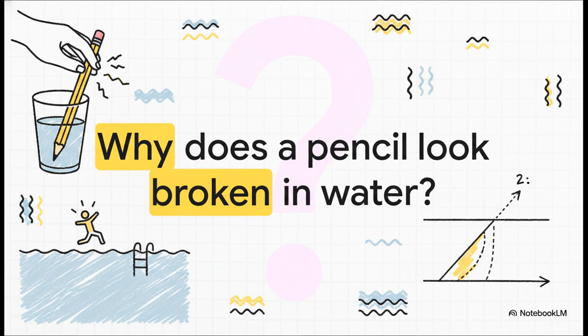You know the one. You take a perfectly straight pencil, you drop it into a glass of water, and suddenly, right at the waterline, it looks completely snapped in half. Or maybe you've looked down into a swimming pool and thought, wow, the bottom looks dangerously close to the surface, only to jump in and realize it's way deeper than you thought. It kind of looks like a glitch in the Matrix, right? But it's not magic. It's a beautifully predictable physical phenomenon, and by the end of this explainer, you are going to know exactly why this optical illusion happens.